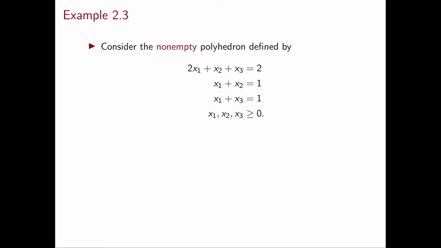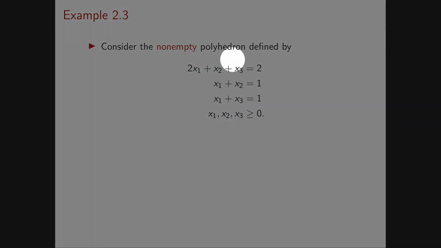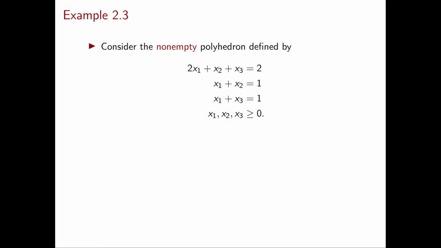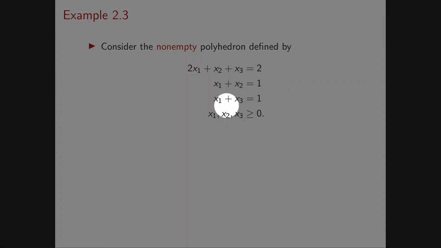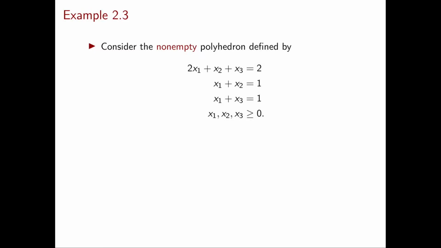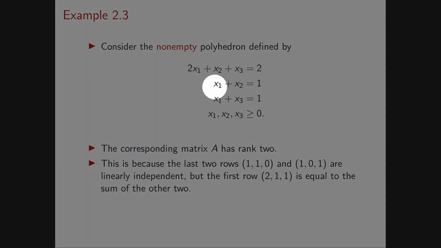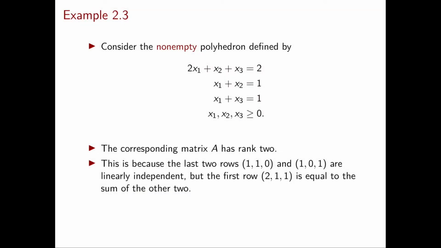Let's see an example. Here we have a non-empty polyhedron defined by these three equality constraints and non-negativity. Therefore, the corresponding polyhedron is in standard form. Of course, you should check that this system is non-empty, so it has at least one solution. In this example, the matrix A is a 3 by 3 matrix and it has rank 2. In fact, it's simple to see that the second row is linearly independent from the third row and that the first is just the sum of the second and third.